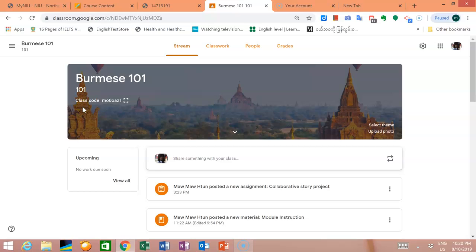This is my final project for ETT 536. It's a web-based learning environment prototype. This learning module is called Burmese 101, which is beginning Burmese language courses. All of our resources, materials, activities, and assignments are in the classwork tab.